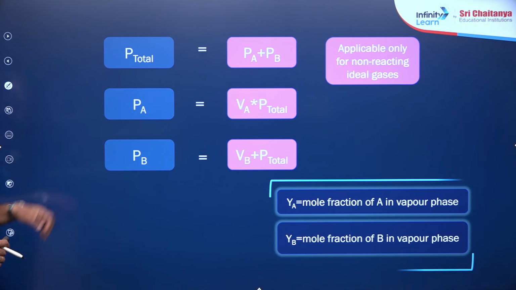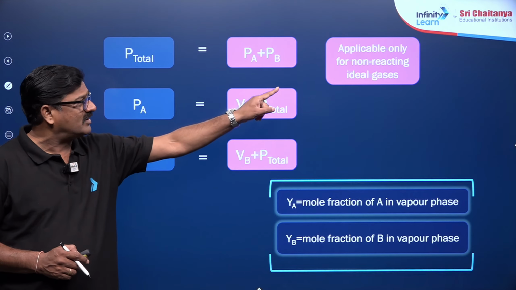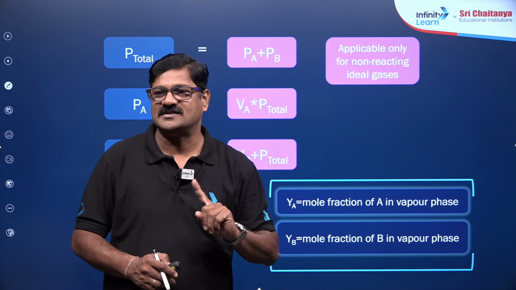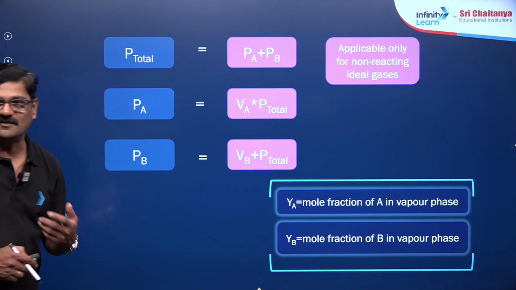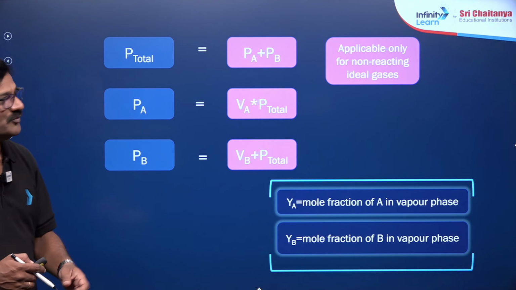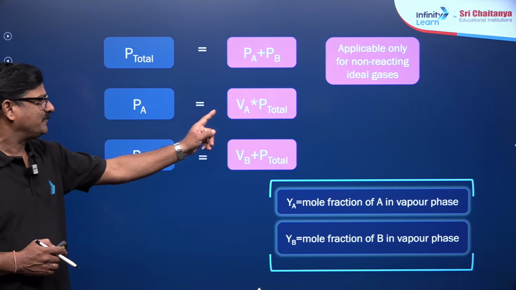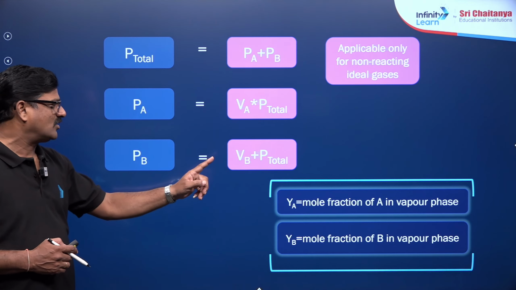Now we can say P total is equal to PA plus PB, applicable only for non-reacting ideal gases. If they react, the scenario is going to be different. You have to use the law of combining volumes, which we don't use here, for non-reacting gases. So PA is equal to P naught A mole fraction of A and PB is equal to P total.